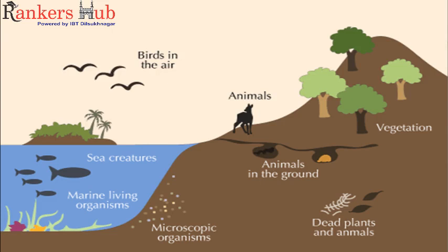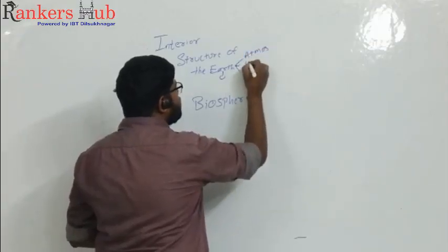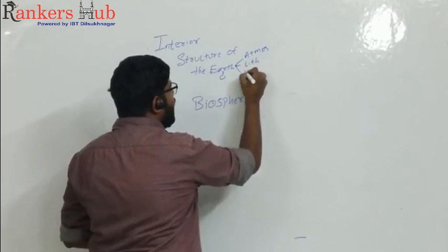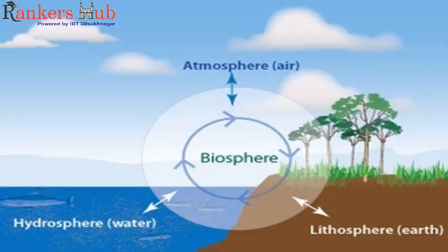That means the Earth consists of 3 layers. How many layers does Earth consist of? Earth consists of 3 layers. What are the 3 layers? One is the atmosphere, second is the lithosphere, and third is the hydrosphere. Atmosphere means the complete gases and air on the Earth. The complete solid part is called the lithosphere. The complete water part is called the hydrosphere.